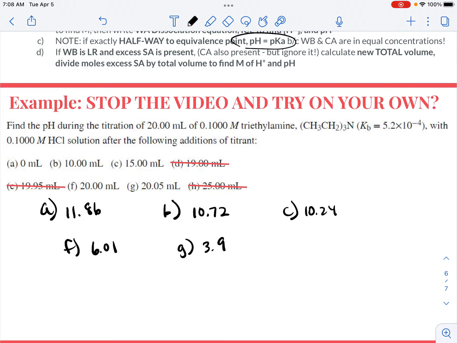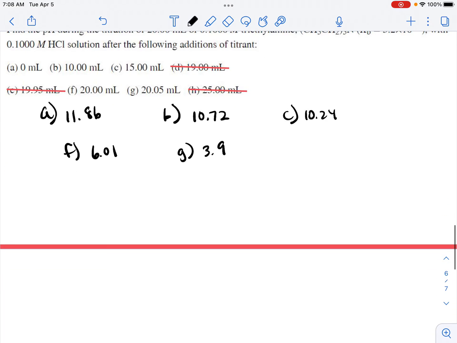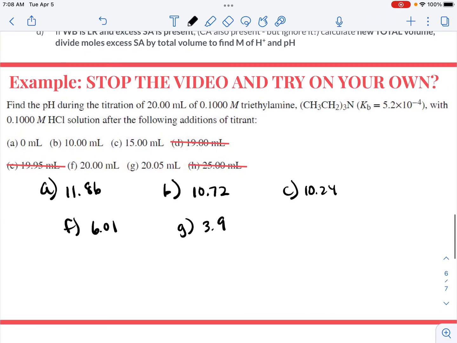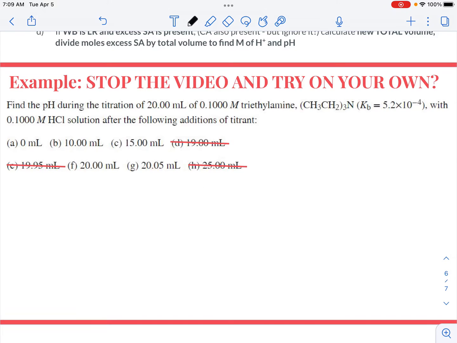Okay, so if you have correct answers, then you can go ahead and fast forward. Otherwise, you are welcome to watch the rest of the video and figure out what's going on. Just like every other titration, what I did is set this up by finding the points of reference for myself before I went any farther.